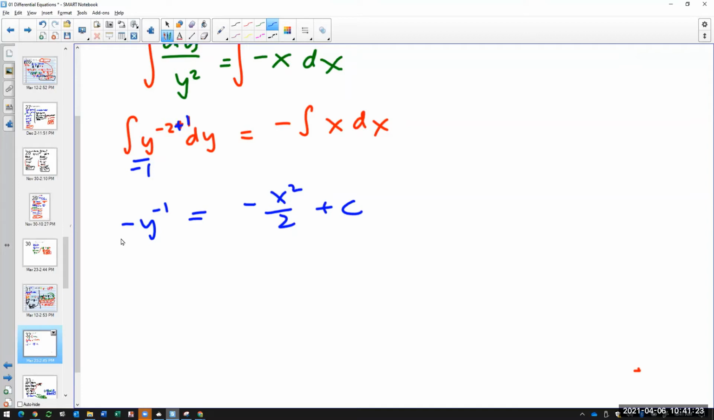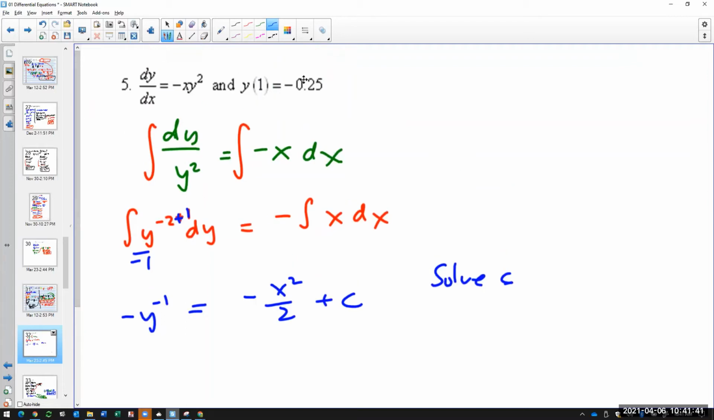Sometimes you exponentiate. Then you do what? What are your next steps? Solve for y and c. You guys tell me, what do you want to do first? Solve for y or solve for c? Okay, so let's solve for, I heard c, so let's solve for c. Okay, so let's go look at the initial condition. You can't solve for c unless you look at the initial condition.